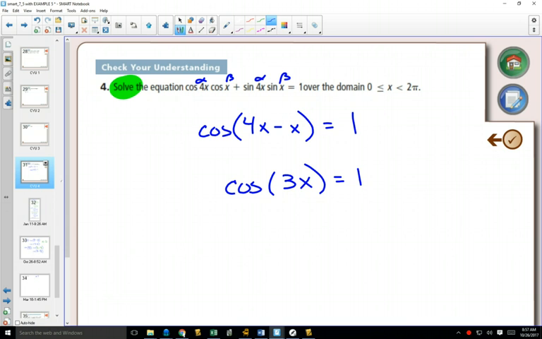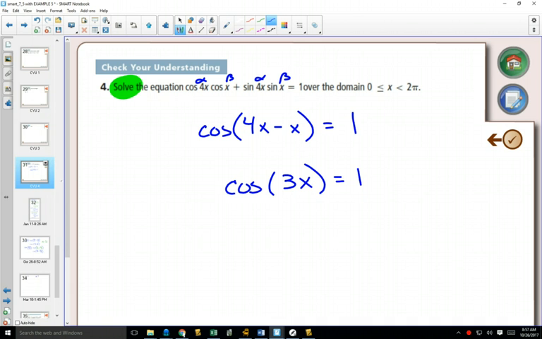And of course, the next step was pretty obvious what you could do because a lot of you saw, oh, 4x minus x, those are like terms, I can combine them together. Now I get cos 3x equals 1. What does that remind you of? What can I do? Yeah, it's a multi-revolution question.